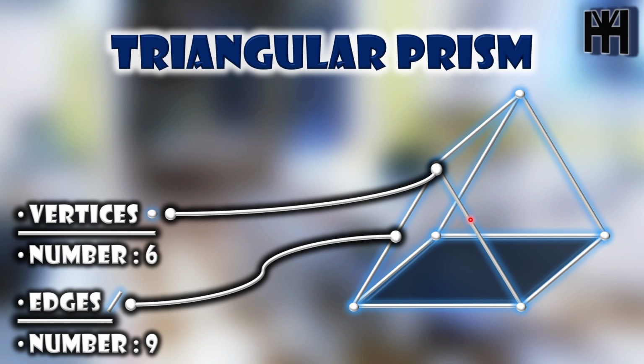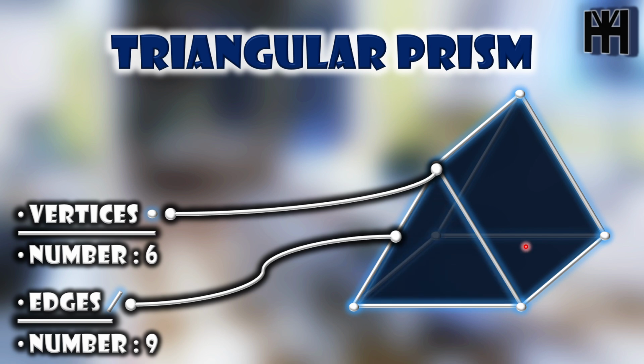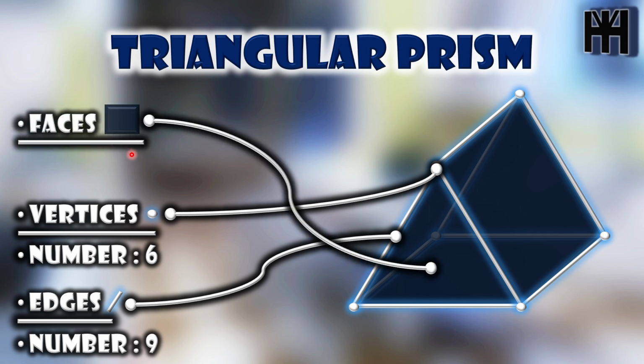There is one thing else left. Yes, the faces. So we have 1 at the bottom, the base here, 1, 2, 3, 4, and the last one at the front here, which is 5. So totally there are 5 faces. Okay, they will glow blue now so you can see them, and the number is 5.